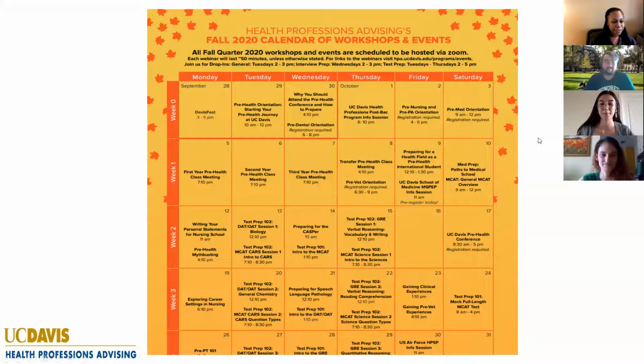Here's an example of our calendar. This is just a snapshot. This is actually only half of our calendar, but you can see we pretty much have something going on every day of the week. Our orientations are on this calendar. We have some class meetings coming up. So for all of the first years, I really encourage you to go to your first year pre-health class meeting. It'll give you all the information you need on how to be a pre-health student as you've just entered UC Davis. If you're a transfer student, the third year pre-health class meeting will be a little bit more tailored towards you. So we hope that's helpful.